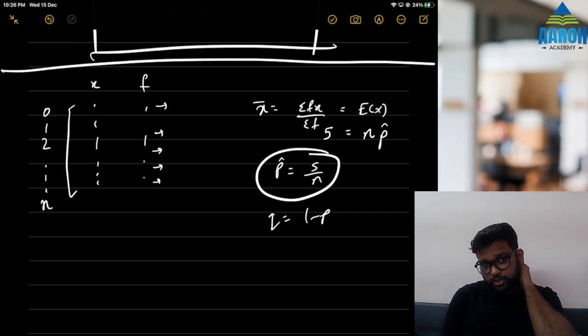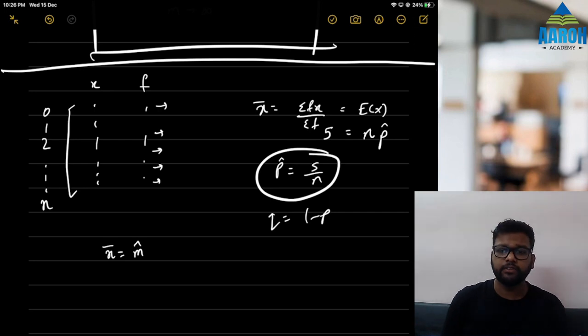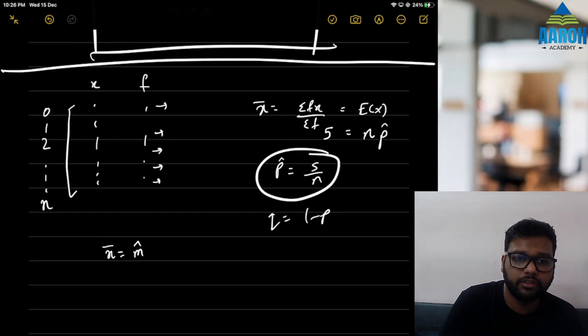For Poisson distribution, we follow the same process, but we set x bar equal to m hat, the approximate value of m. That's it. So if there is anything skipped from these chapters, let me know. Otherwise, let's go to the last chapter quickly, which is index numbers.